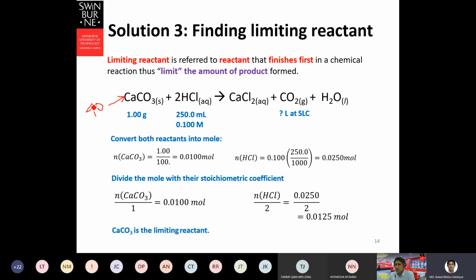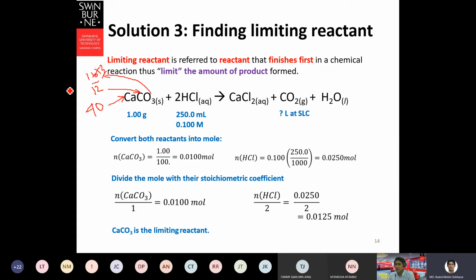The calcium is 40, carbon is 12 gram per mole. And oxygen, there are 3 oxygen atoms involved, and each of them is 16. From the periodic table, I see 16. Oh, I cannot delete it. Okay, 16 times 3, right?